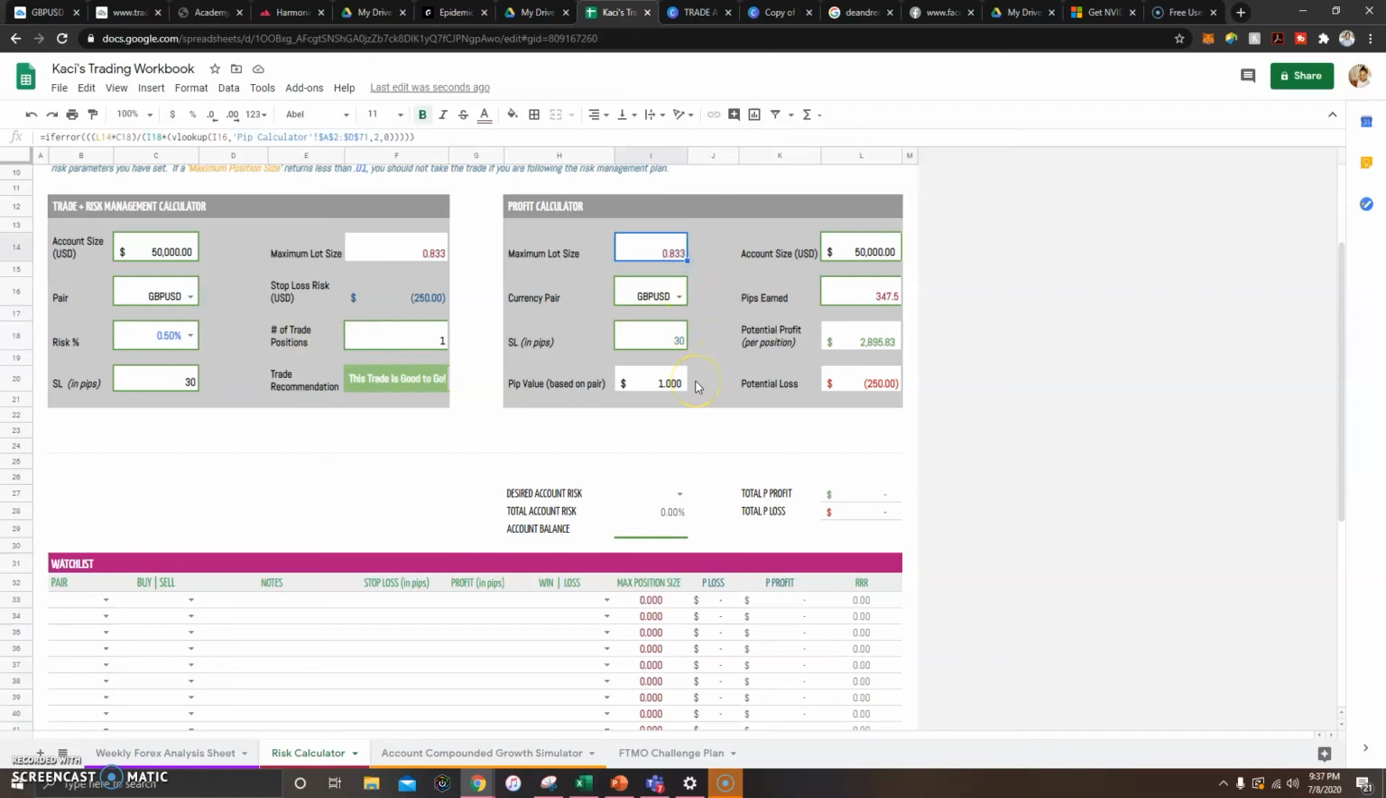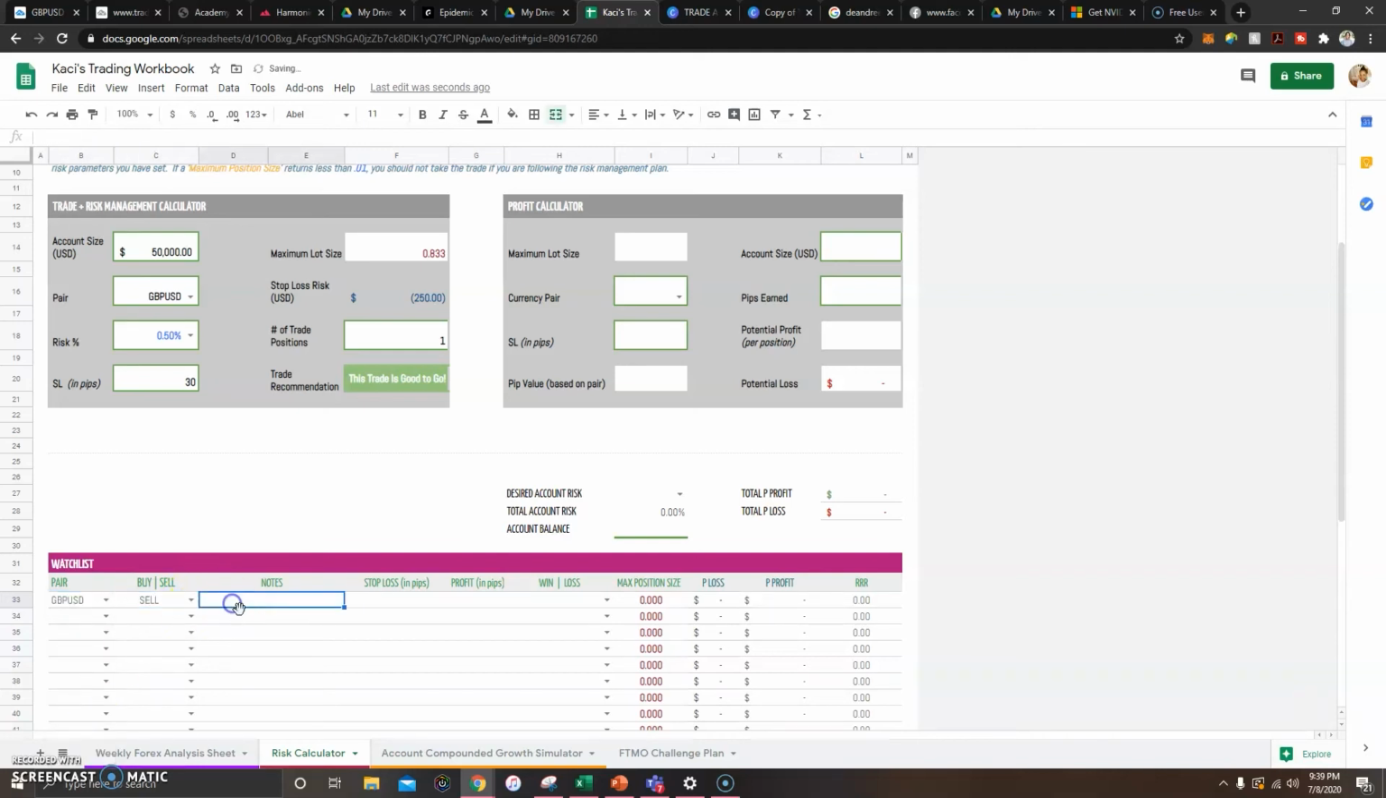So this calculator just verifies what we put over here: the maximum position size I can take if I only want to risk $250. And I stand to make, off of an $8.33 lot size, $2,895.83, right? So that just gives you the single profit. Put in my pair, which is GBPUSD. I would put sell.